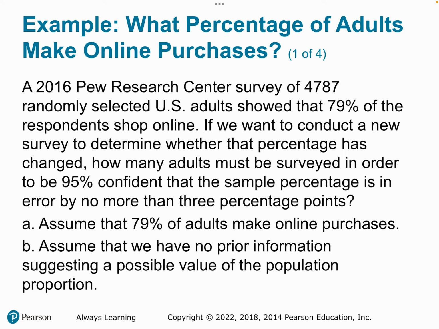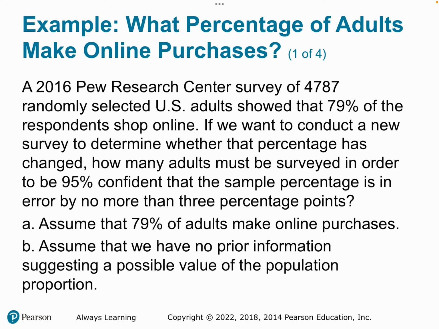Here's an example where we have a Pew Research Center survey conducted in the year 2016 involving 4,787 U.S. adults, and they were asked if they shop online. 79% of them said that they do. If we want to conduct a new survey to determine whether that percentage has changed, how many adults must be surveyed in order to be 95% confident that the sample percentage is in error by no more than 3 percentage points? Let's unpack all the information in this introduction.